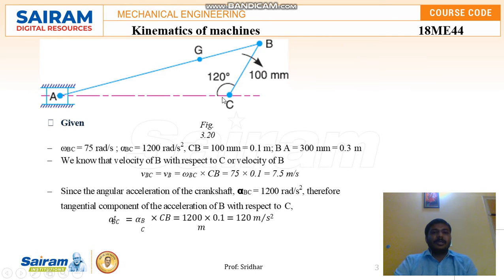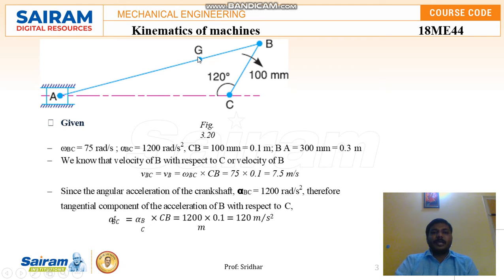See, the value given from A to B is 300 mm, that is 0.3 meter if you want to convert. From B to C, the value is 100 mm, that is 0.1 meter, and the angle given is 120 degrees. In this diagram you can see A, B, C with the given dimensions: from A to B is 300 mm, from B to C is 100 mm, and if you want to convert, it will be in meters.